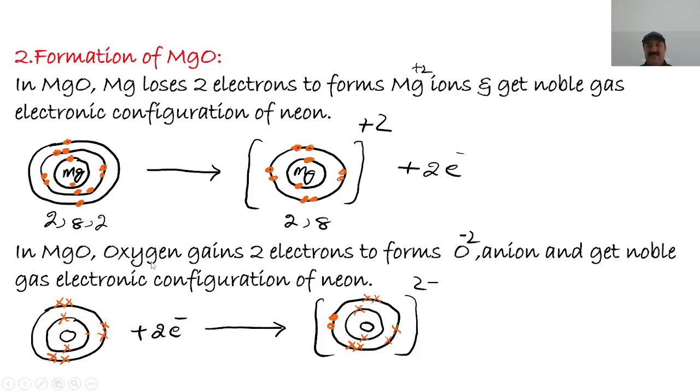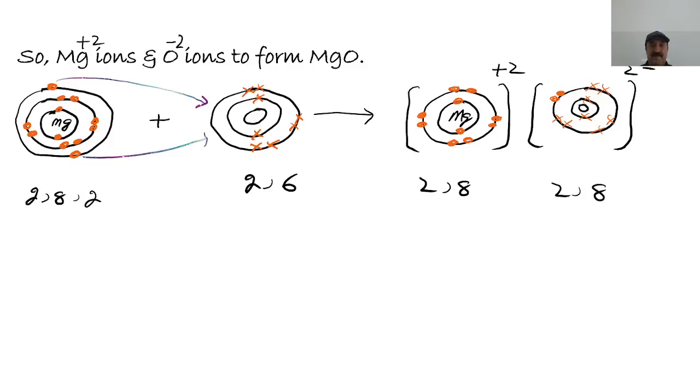In MgO, oxygen gains 2 electrons to form the O minus 2 anion and get the noble gas electronic configuration of neon. This is oxygen. There are 2 electrons in the first shell and 8 electrons in the second shell. When it gains 2 electrons, there will be a total of 10 electrons, and there are 10 electrons in neon. So oxygen can get the noble gas electronic configuration of neon by gaining 2 electrons.